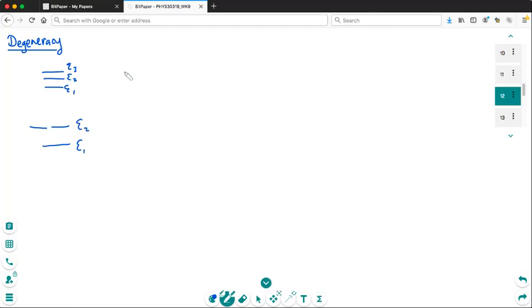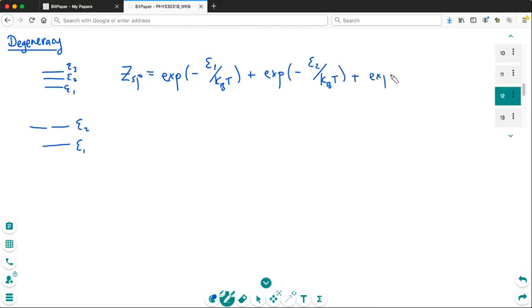Okay, so let's answer this question from the partition function. The single particle partition function, suppose I only have 3 energy levels like this, will simply be e to the minus epsilon 1 divided by kBT plus, and then the last term.